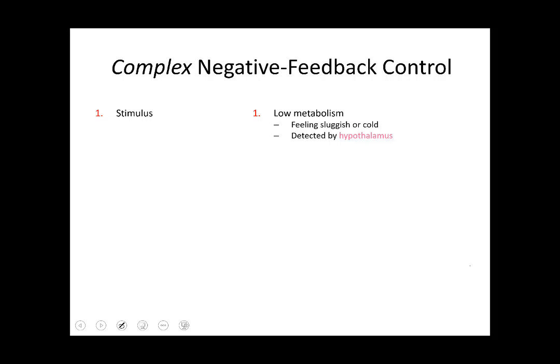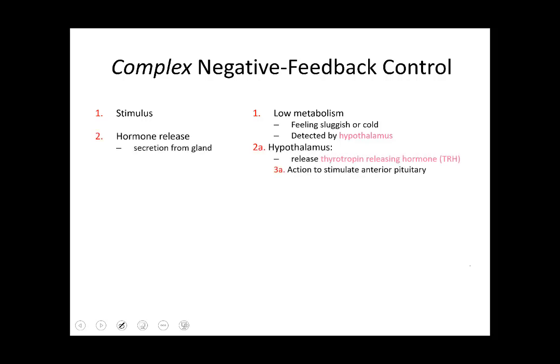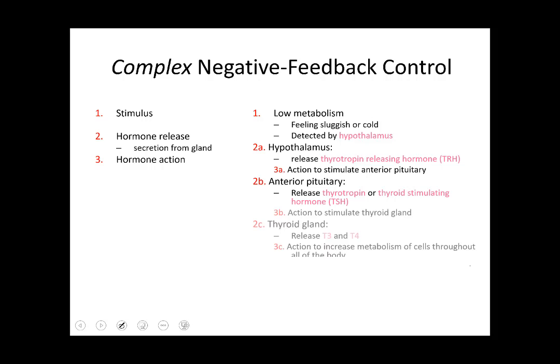So if you have low metabolism, the hypothalamus detects it. Hypothalamus is going to send a releasing hormone down to the anterior pituitary. And your pituitary says, okay, I'm going to send thyroid stimulating hormone to the thyroid gland in the neck. And then the thyroid gland says, I'm going to release T3 and T4 out to the whole body. The cells say thank you because they have the good T3, T4. And then metabolism goes back up, it gets raised.